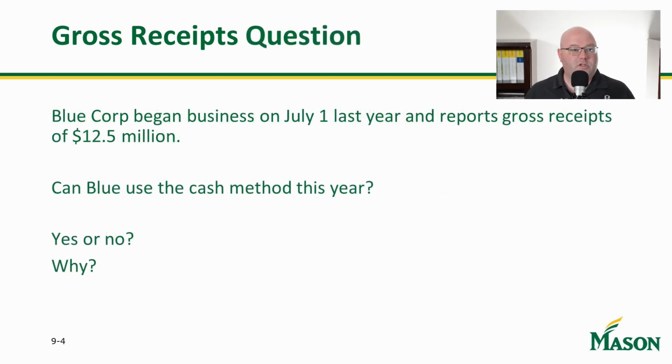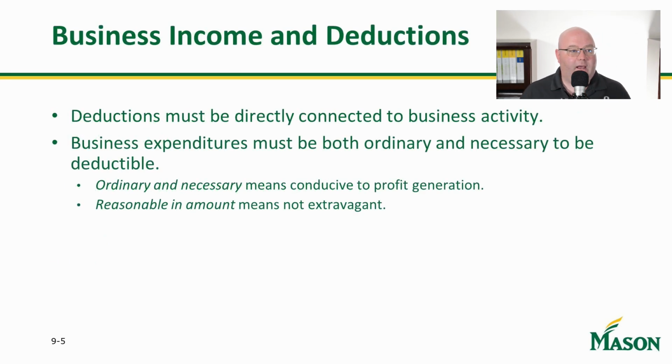So Blue Corporation began operations on July 1 of last year, and gross receipts were $12.5 million. Can they use the cash method, yes or no? The answer is yes, they can, because you take 12.5 for 6 months, multiply it by 2, it's 25 million. They're going to be able to use the cash basis for that.